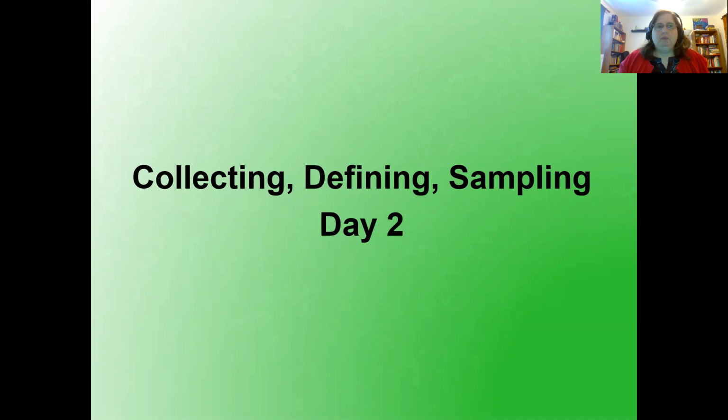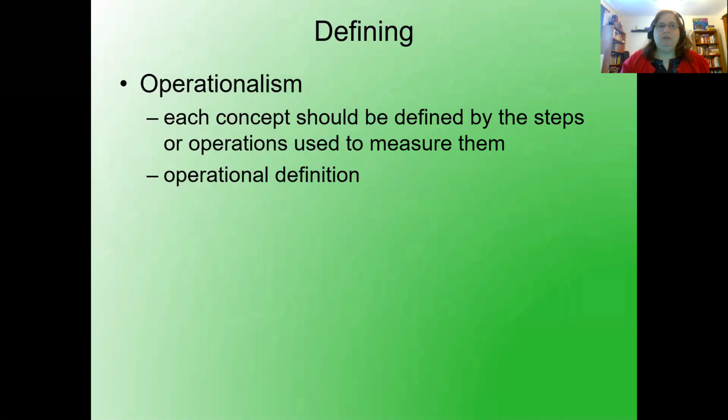So last time we talked mostly about collecting and different ways of collecting data. Today we're going to focus on defining and sampling. So let's start with defining. Specifically, there's one term I want to go through and talk with you a little bit about. It's operationalism.